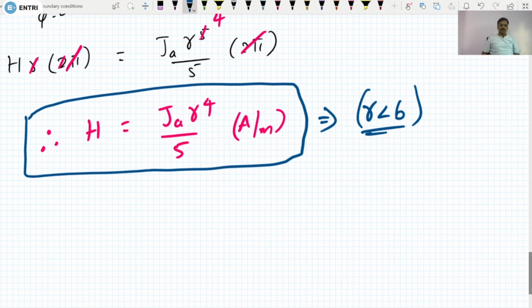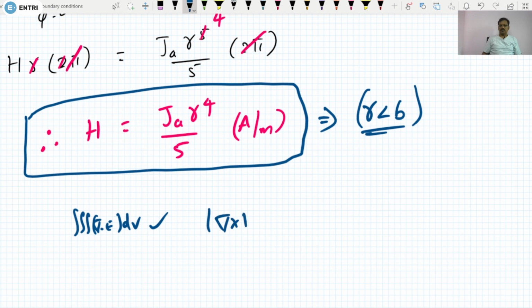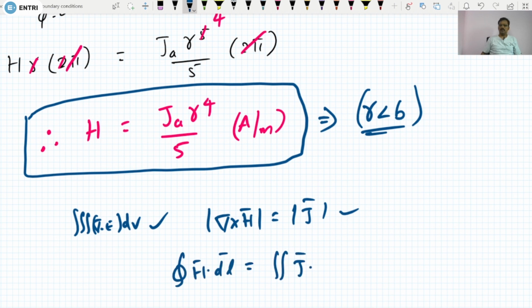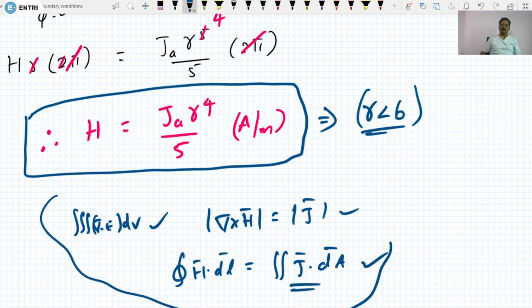So with this, we have completed all the EMT questions for electrical students. They have given 3 questions here. We have covered all those 3 questions. One is we have determined the triple integral of divergence of E into dV. This is one question. And another question is based on curl of H bar is equivalent to the magnitude of Z bar. And another question is based on circulation of H field around any closed loop, which is equivalent to the double integral of Z bar dot dA. Okay, so we have covered all these things here.